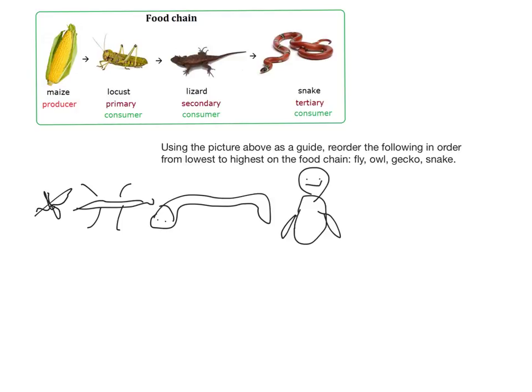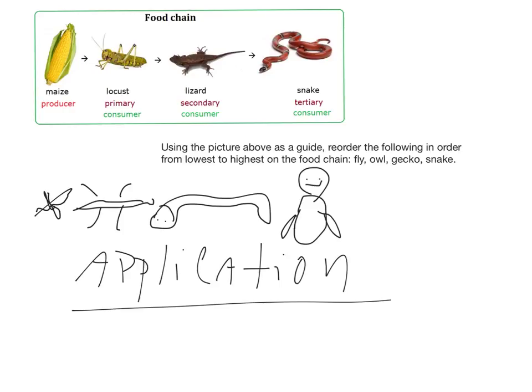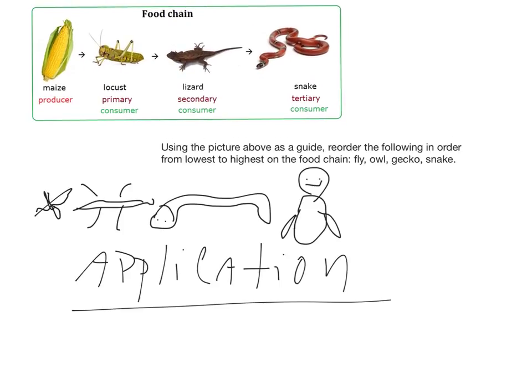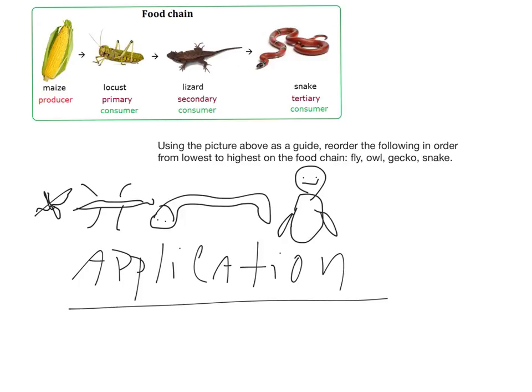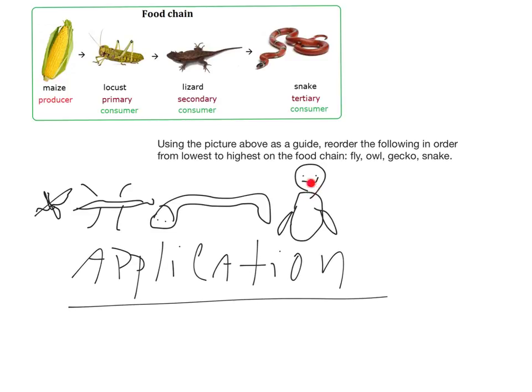Now, this is what they would call an application kind of question, where they give you some information and then you apply it in a new context. Okay, so we have our food chain up here. We have our question about the food chain up here. And then we have our owl at the top of the food chain, which eats the snake, which eats the gecko, and the gecko eats the fly.